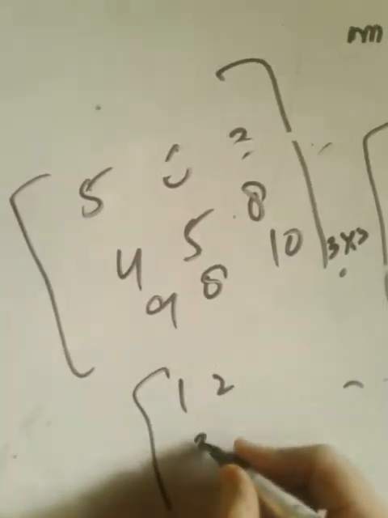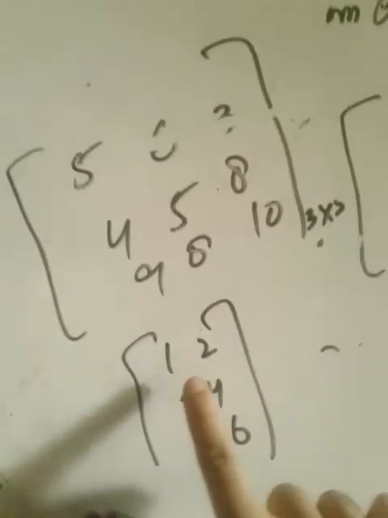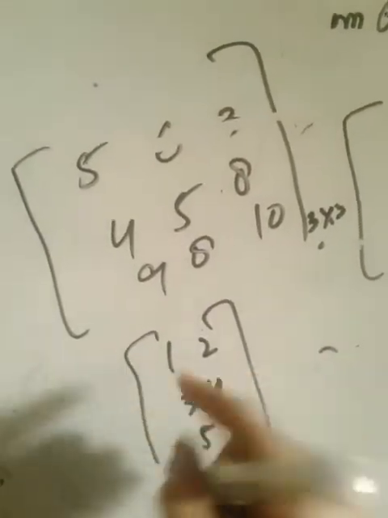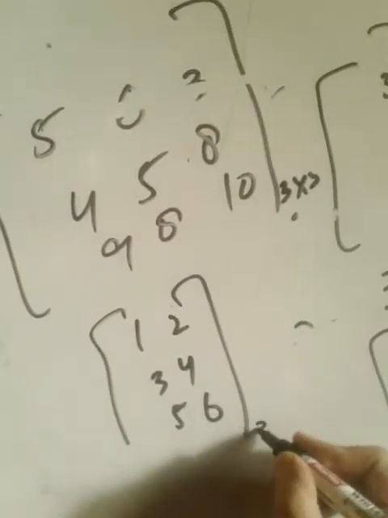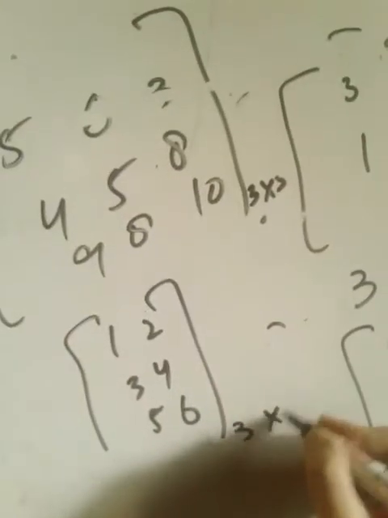Suppose, can you tell me what is the order of this matrix? So first of all, we will count rows. 1 row, 2 rows, 3 rows. It is 3. How many columns? 1 column, 2 columns. 3 by 2.